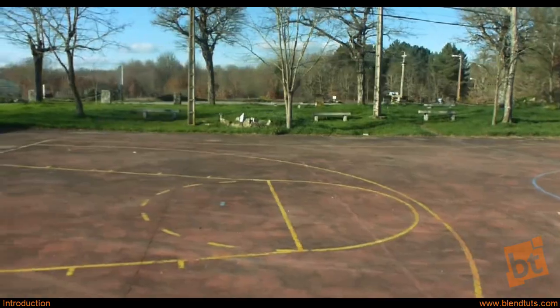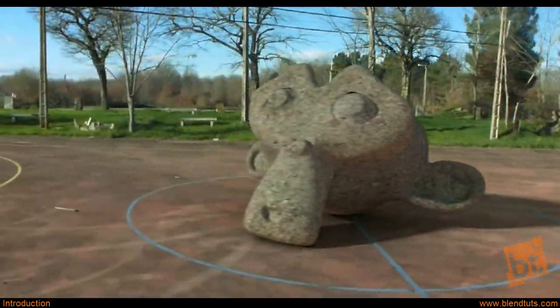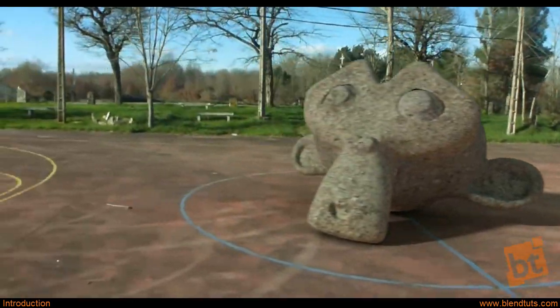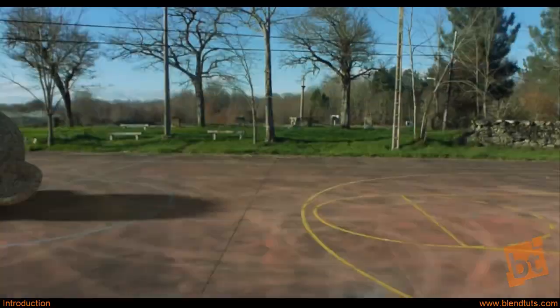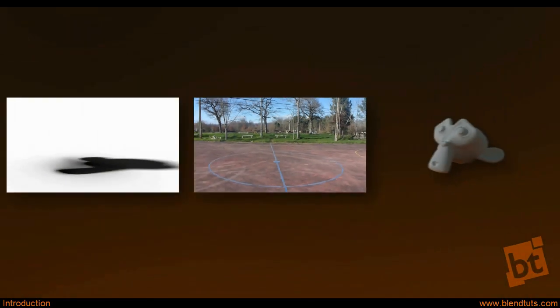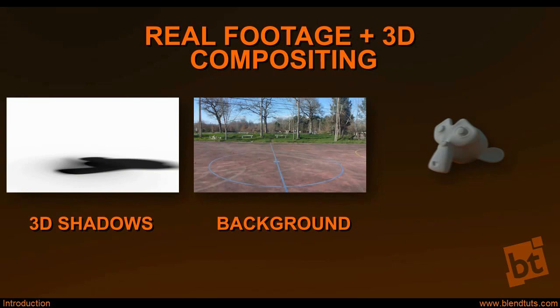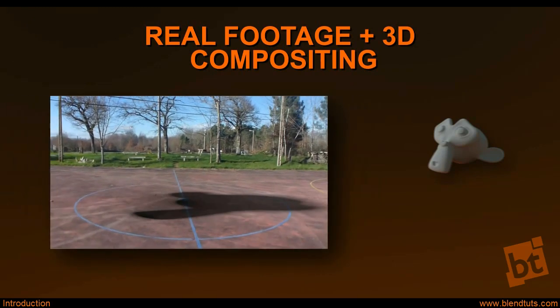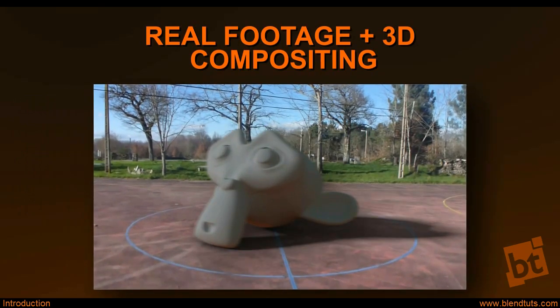In the last tutorial we saw how to track the camera motion from real footage. In this video we are going to learn how to add 3D objects over that footage. Once we have the camera, we need to render 3 different layers: the 3D shadows, the background, and the 3D elements. Then we mix the shadows with the background video, and then we put the object over it. It sounds really easy. It's slightly more complex, but this way you will understand it better. So let's go for it.